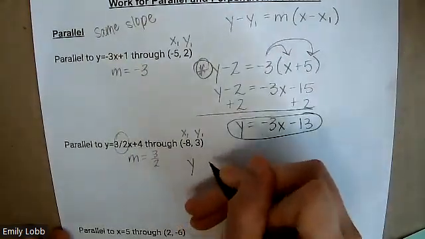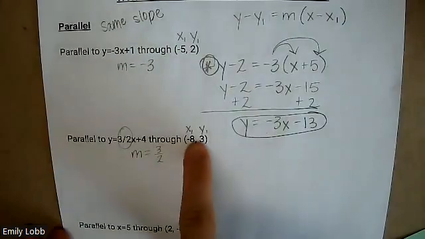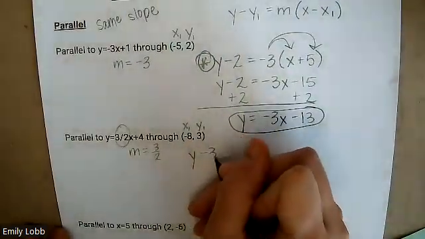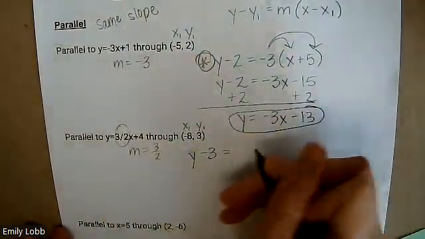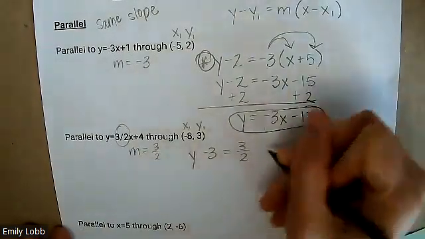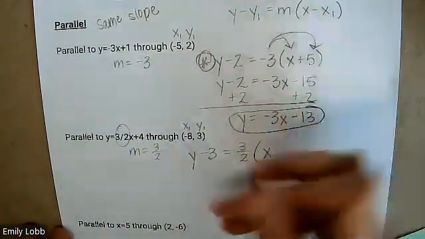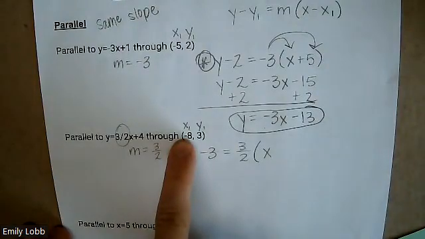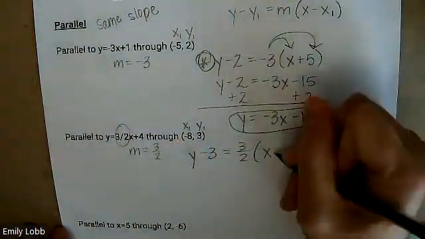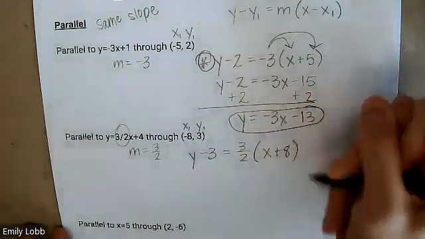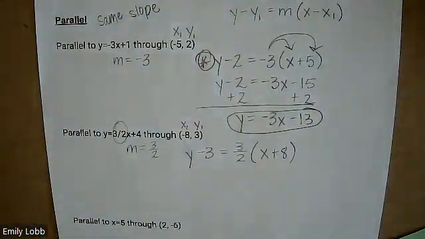So y minus y1. So y minus 3 is equal to m. So I'm putting in m. Open parenthesis x minus x1. So minus a negative, we're taking the opposite of that. So it's +8.